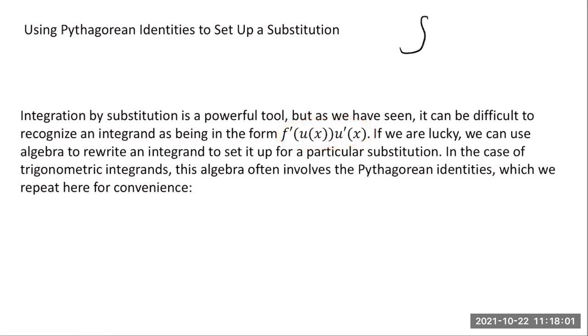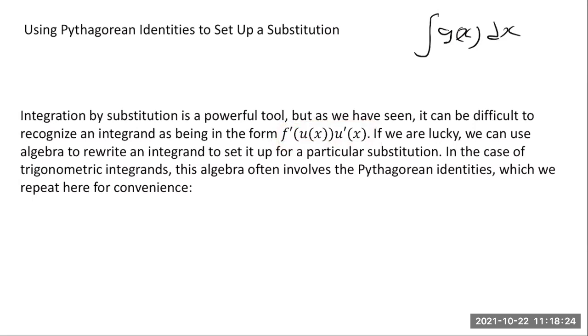If you have an integral of this form, g of x dx, then this is the integrand. If you can view your integrand in this form, if somehow you can rewrite your integrand in this form, you can use u-substitution to solve that integral.